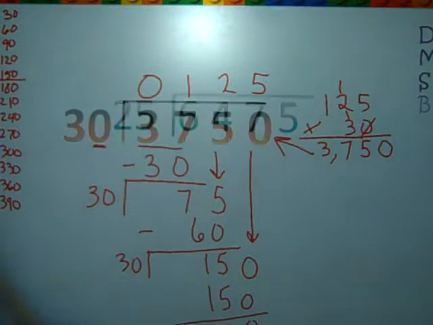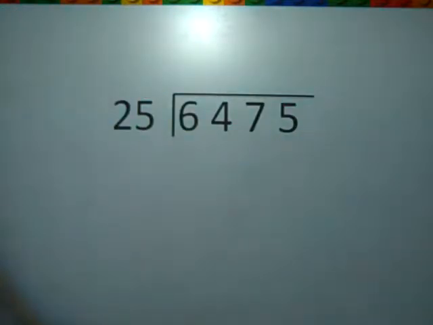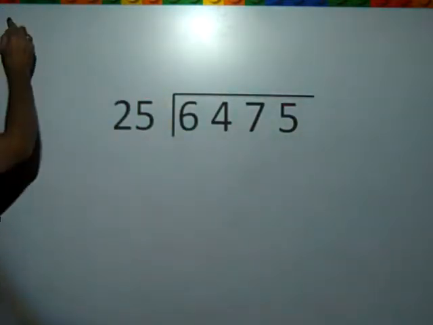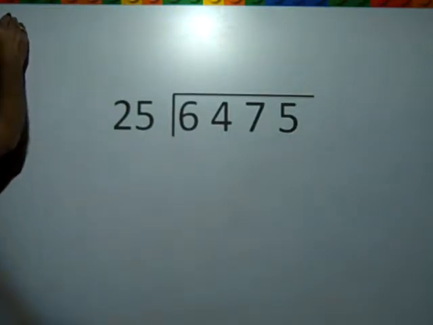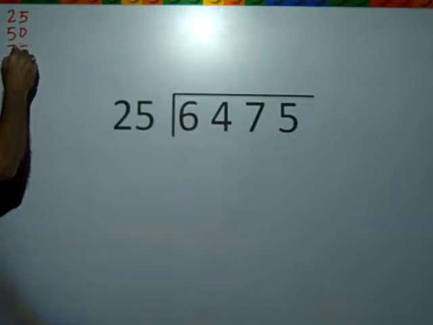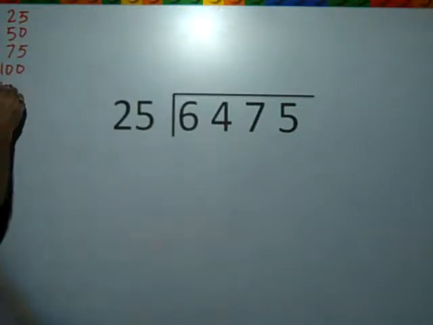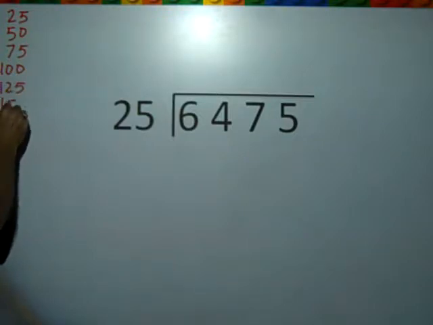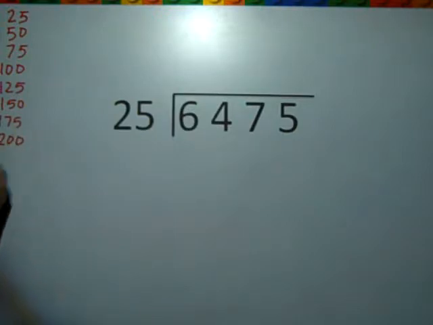Let's do one more. 25. Okay? 25, counting by 25s, like counting by quarters with money, right? So 25, 2 quarters is 50. 3 quarters is 75, 4 quarters is $1 or 100 pennies. Then start over, 125, 150, 175, 200. I'll stop there.